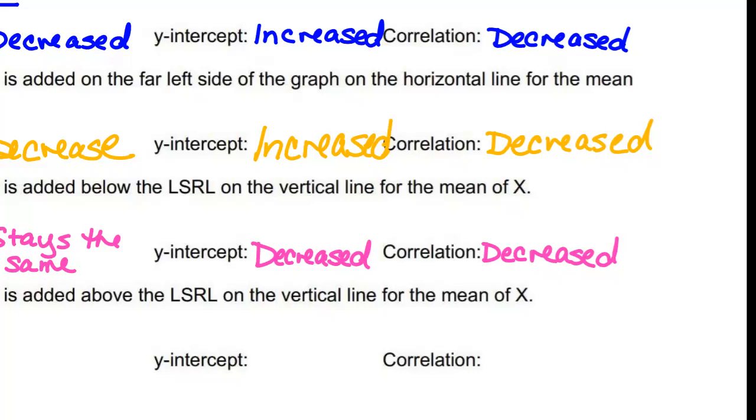All right, and then the last thing that we were supposed to do was add a point that was above the least squares regression line on the vertical line for the mean of X. So up here. What happens when I add that line? What happens to my slope when I add this line up here? Stays the same. What happens to the y-intercept? It's increasing. It's like popping my line up, right? What happened to the overall correlation? It decreased.